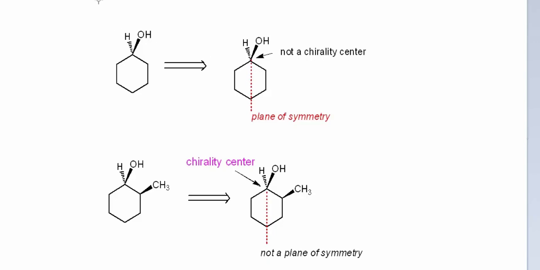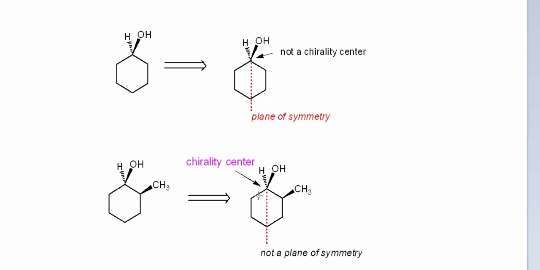In the example here of the cyclohexanol, the bisecting plane is indeed a plane of symmetry. The carbon bearing the hydroxyl group is not a chirality center. However, consider this molecule. This is a cyclohexanol with a methyl group attached. Alright, we pass a bisecting plane perpendicular to the ring through the carbon bearing the OH group.